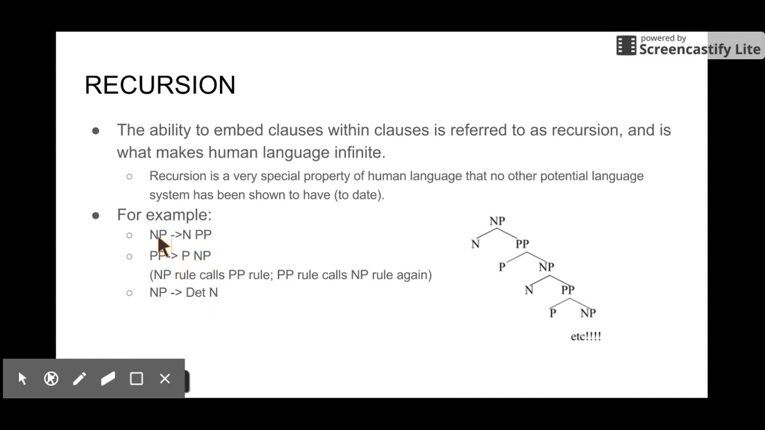So for example, we have NP, and then this NP can contain a PP, and then PP goes back to call NP. Then we can have a structure like this: NP with a head and a PP, and then PP goes with another NP, and then this NP can consist of another PP, right? So it can go on and on. This is recursion. Okay.